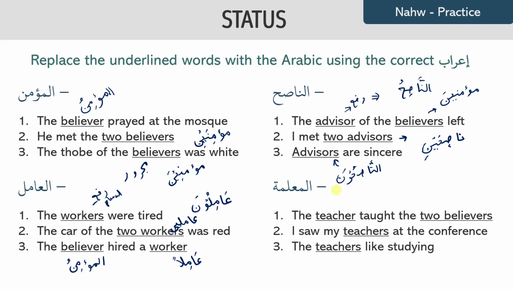Al-muallima, which means teacher, and this is a feminine word. So the teacher taught the two believers. The teacher is the doer of the action, so it's going to be muallimatu. Taught the two believers. The two believers is in the nasab state, so you're going to have mu'minayni.